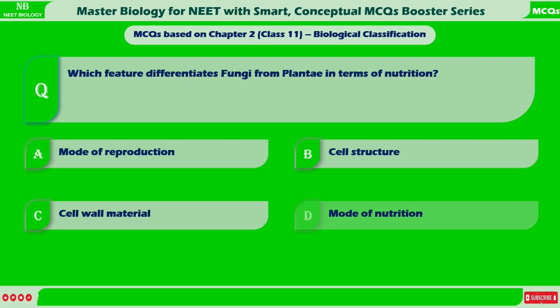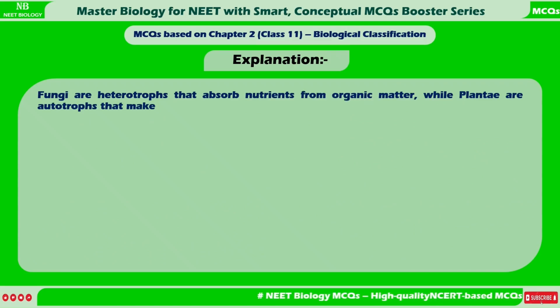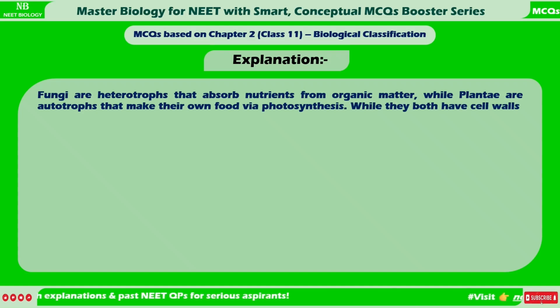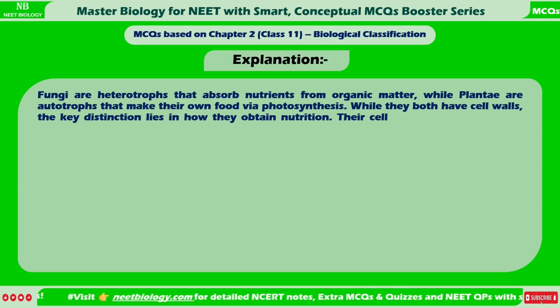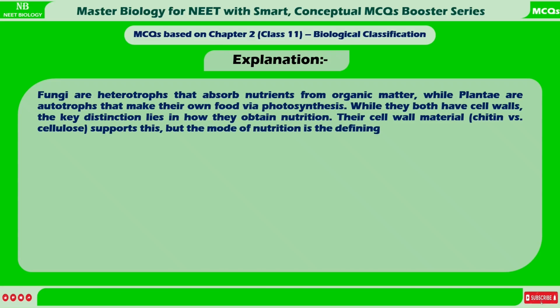Correct answer is D. Mode of nutrition. Explanation: fungi are heterotrophs that absorb nutrients from organic matter, while Plantae are autotrophs that make their own food via photosynthesis. While they both have cell walls, the key distinction lies in how they obtain nutrition. Their cell wall material, chitin versus cellulose, supports this, but the mode of nutrition is the defining difference.